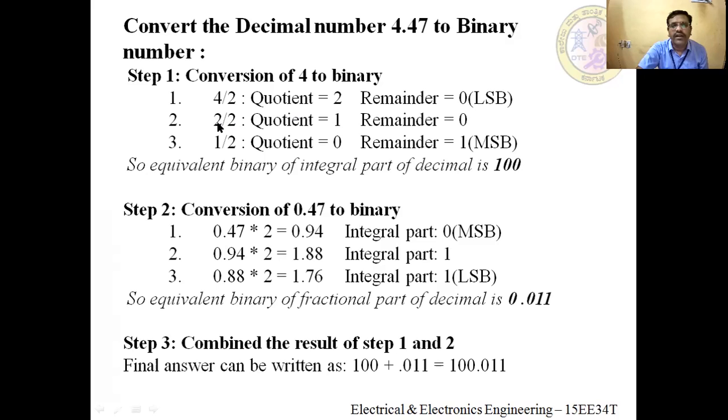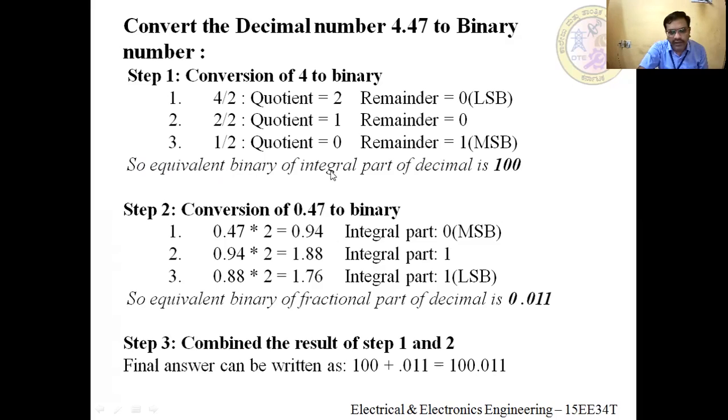Let us go to the second step in part 1. 2 divided by 2 is how much? Quotient is 1. What is the remainder? 0. Again you take the quotient from step number 2. 1 divided by 2, further division is not possible. So therefore I will take quotient as 0. Remainder is 1. You have to stop here because further division is not possible. So therefore 1 will be the MSB bit. So the first conversion is over.